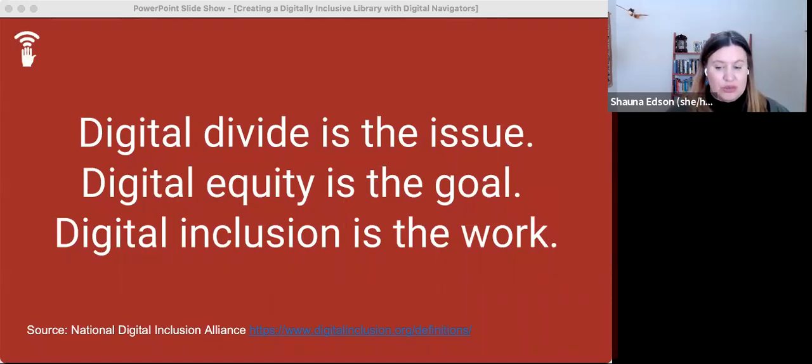So digital inclusion must evolve as technology advances. So this work is really never done because technology is constantly advancing. And it requires intentional strategies and investments to reduce and eliminate historical, institutional, and structural barriers to access and use technology. So digital divide is the issue, digital equity is the goal, and digital inclusion is the work that we do to achieve the goal.